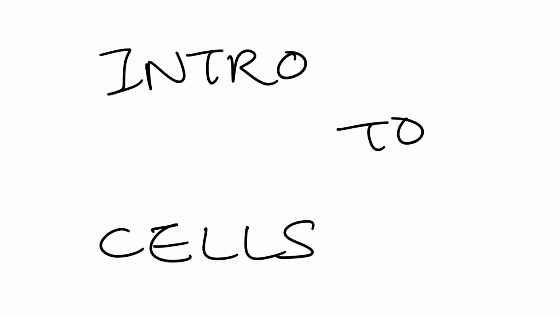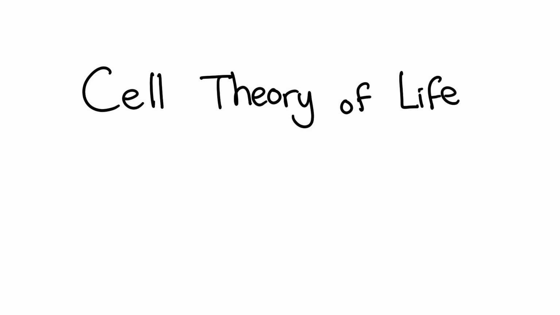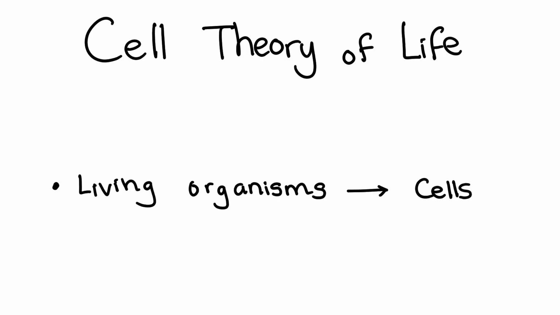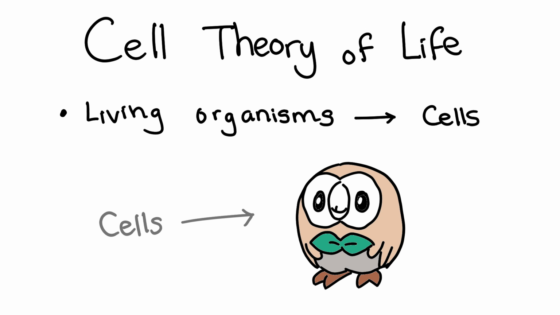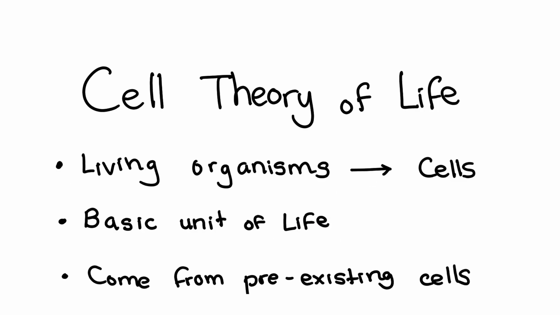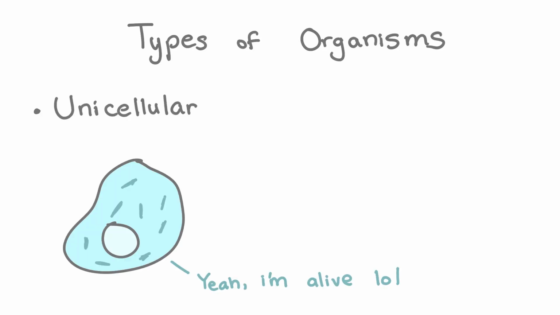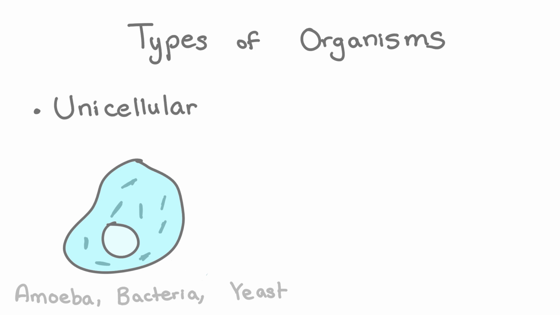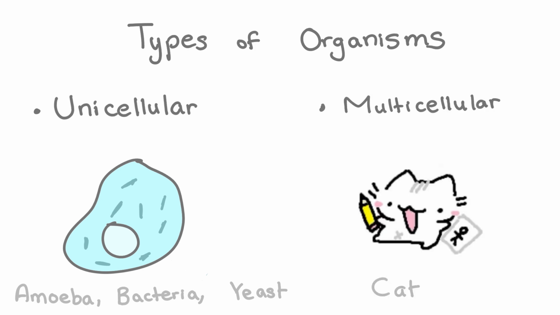Intro to cells. First of all, we have the cell theory of life. Basically, all living organisms are made of cells, such as this rabbit is made of cells. The cell is the basic unit of life, and all cells come from pre-existing cells. So there are different types of organisms, mainly unicellular, such as bacteria and yeast, and multicellular, such as this cat.